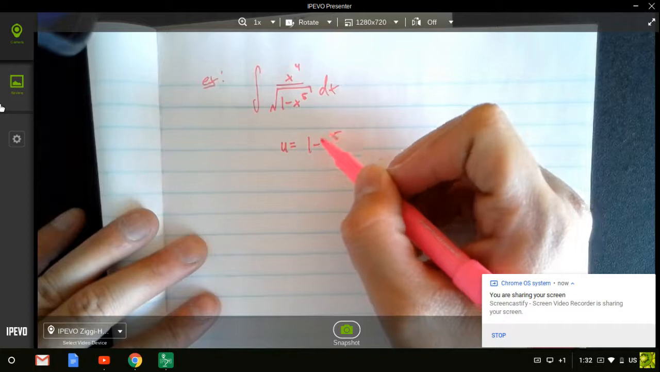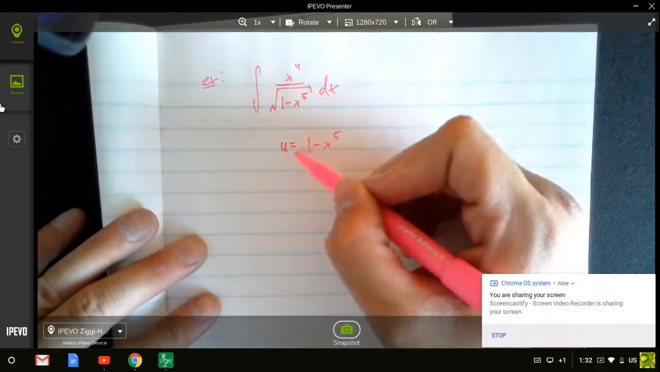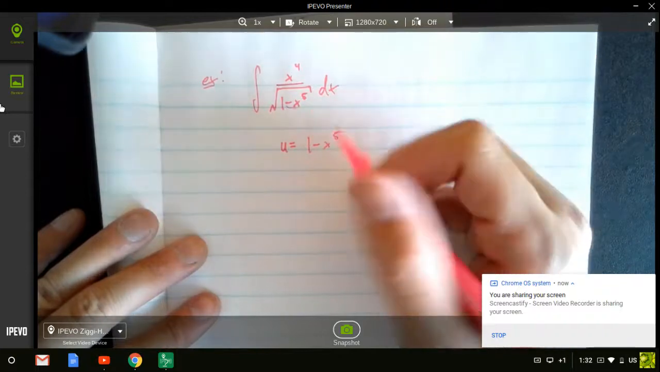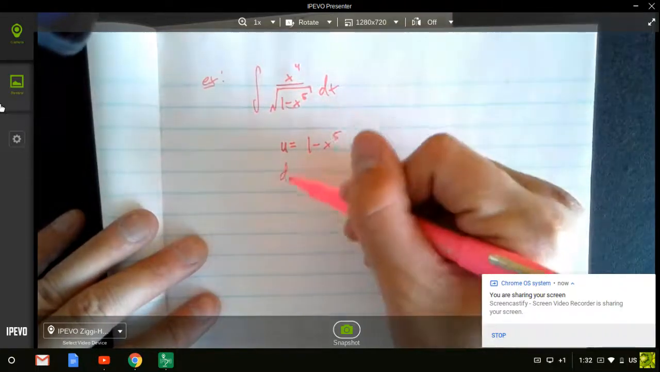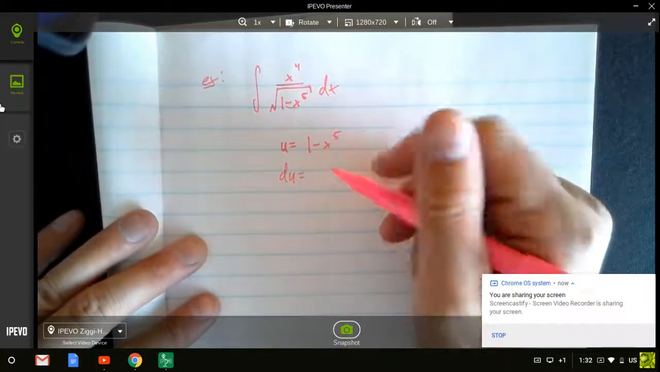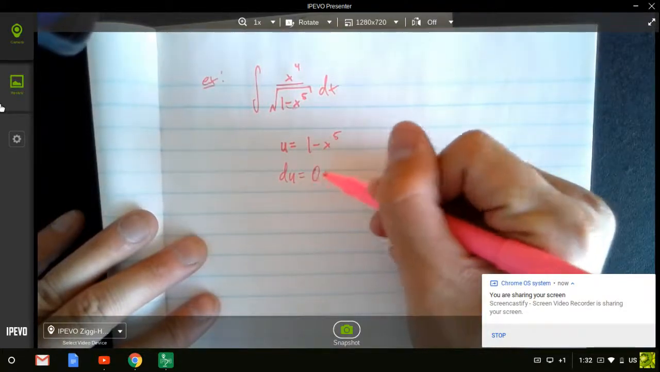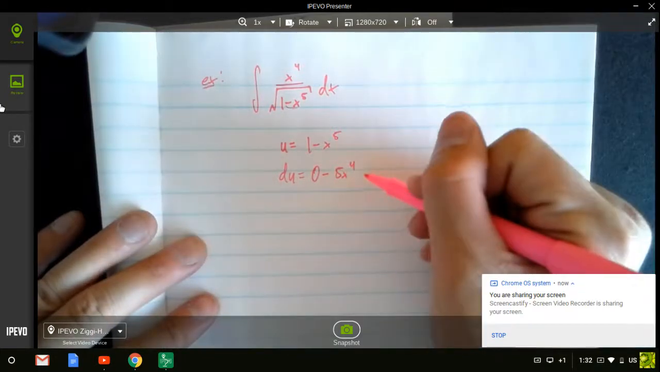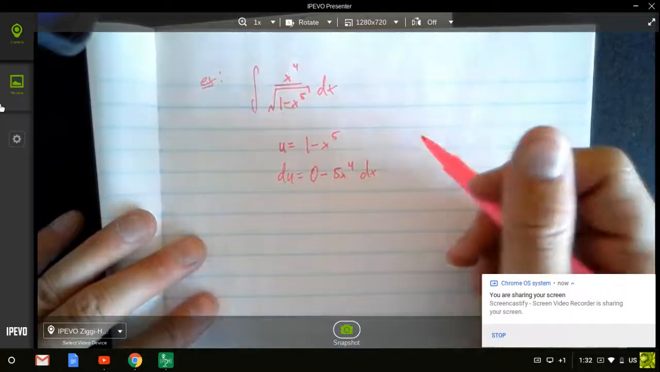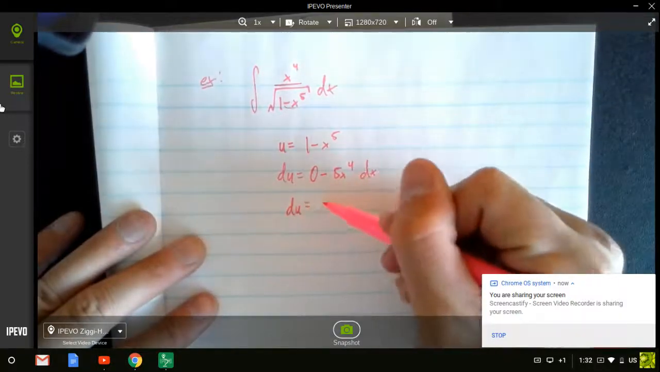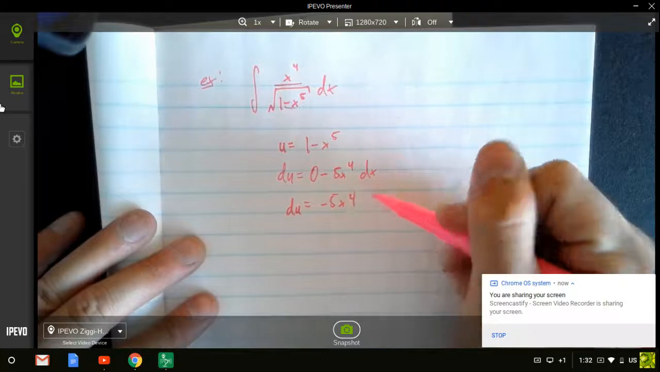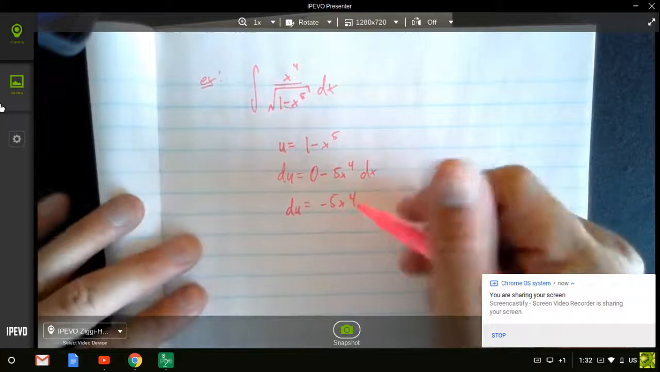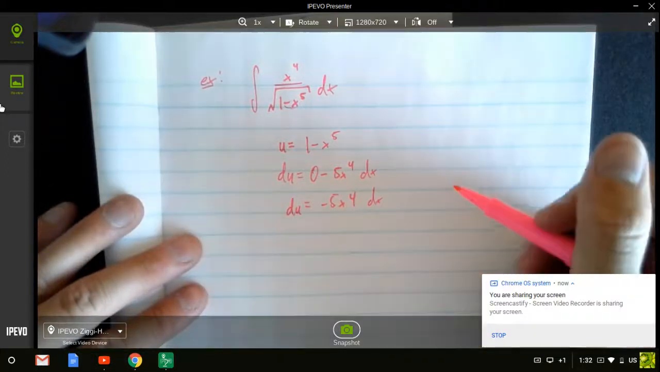And what you're going to do is change everything in terms of u. So for your u substitution, you substitute this term for u, and then you try to replace the rest with du. So du, the derivative of your u statement, should just be 0 minus 5x to the fourth power, with respect to x. So du is equal to negative 5x to the fourth power dx.